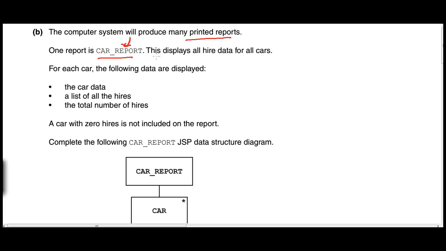And this report displays all hire data for all cars. Once again, this is very important information. It is telling us that one car report will display, this time we are not storing, but we are displaying, data for all cars, hire data for all cars. Remember, we are doing a data structure diagram, so our focus is going to be on what kind of data is going to be displayed in this case.